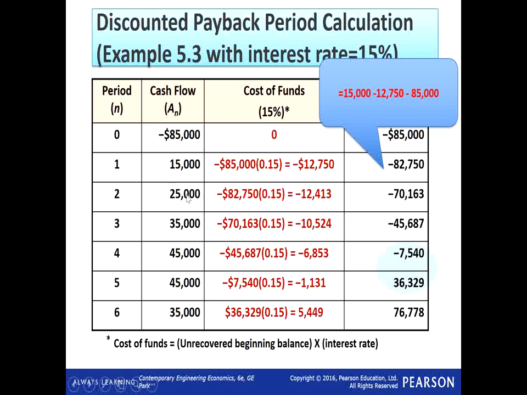Now next year we recovered 25,000. So how much is left of our investment? It is minus 70,163. How did we calculate it? Same method: 25,000 minus 12,413 minus the previous balance, you get minus 70,000. So we continue with the same method until we get a positive amount. So here you can see that the discounted payback period is between 4 and 5 years. It is between 4 and 5 years.